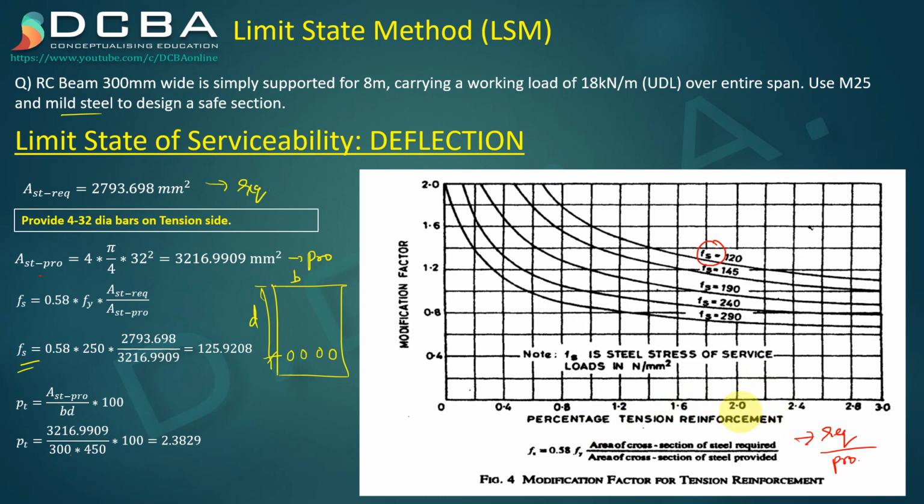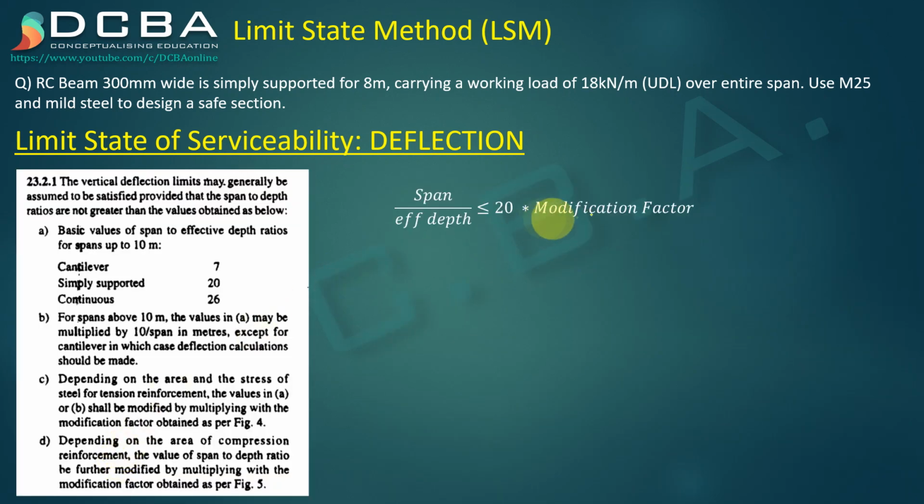Now we have Fs as 125, so there is no curve of 125 here, so it will lie in between 120 and 145, and here we are getting Pt as 2.38, so it means it will be somewhere here, 2.38, and in between 120 and 145 we get this modification factor. So that modification factor is around 1.15. Okay, so this modification factor now we'll be using here.